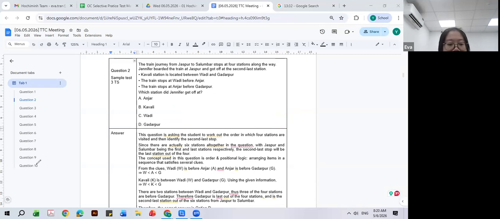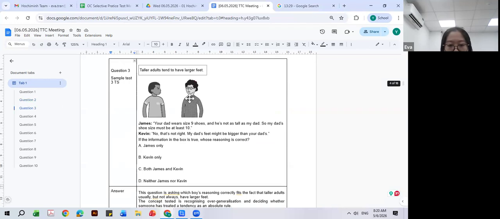So we will come to the next one, question number 3. We have the information in the box saying that taller adults tend to have larger feet, and James says that your dad wears size 9 shoes and he is not as tall as my dad, so my dad's shoe size must be at least 10. This is incorrect because the information in the box uses the words tend to, not must be. James can't assume that the information in the box must be true. So James's reasoning is incorrect.